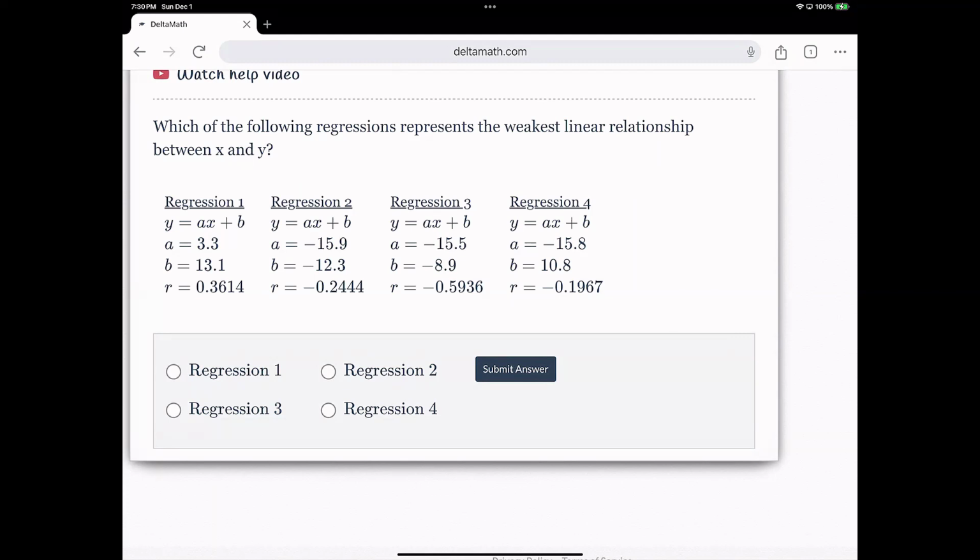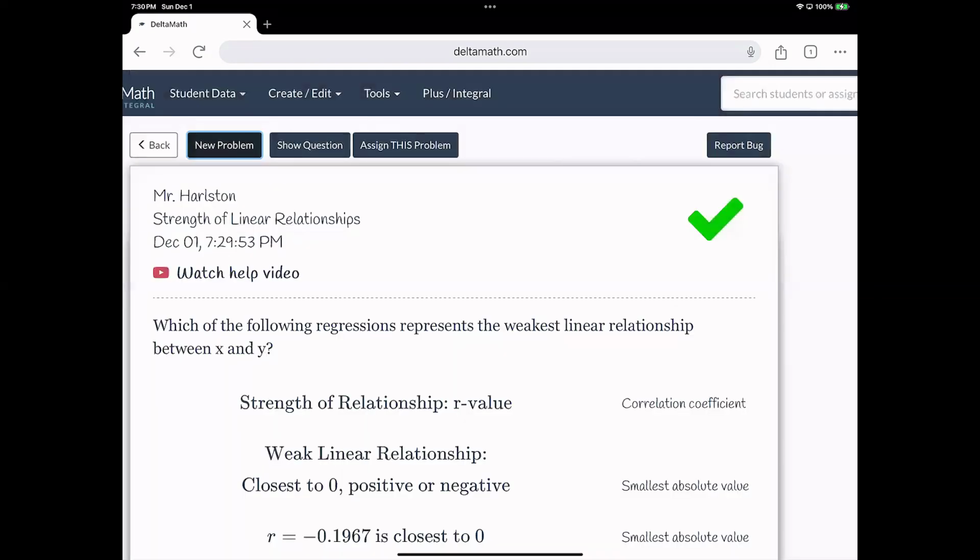So the first one, regression one, we have a correlation of about 0.36. The second one, we have a correlation of about negative 0.24. The third one, we have a correlation of about negative 0.59. And then the fourth one, we have a correlation of about 0.19, almost 0.20. So this one here, correlation 4, is the one that has the lowest value. So that's the one you would choose. And then you would submit it. And it says yes, let's do another one.